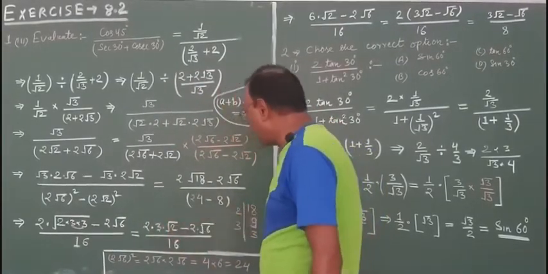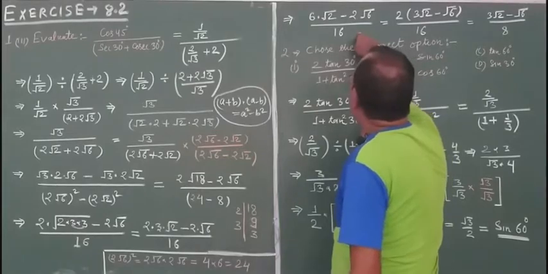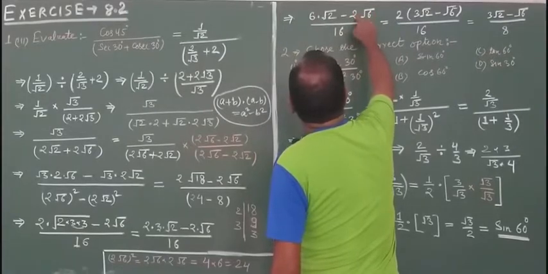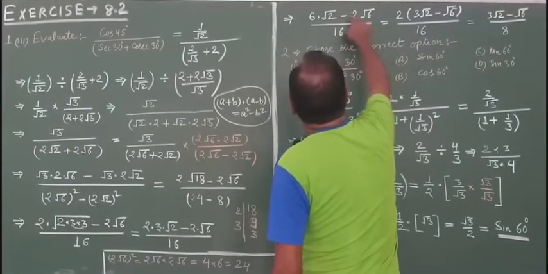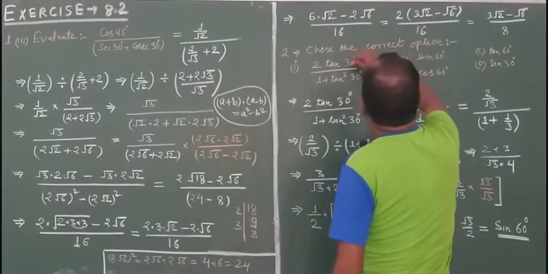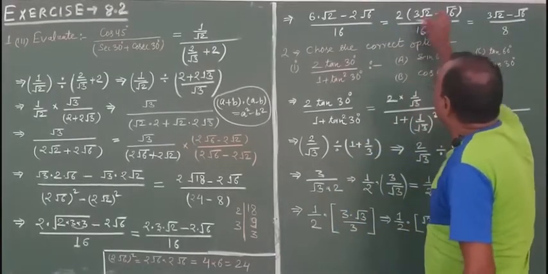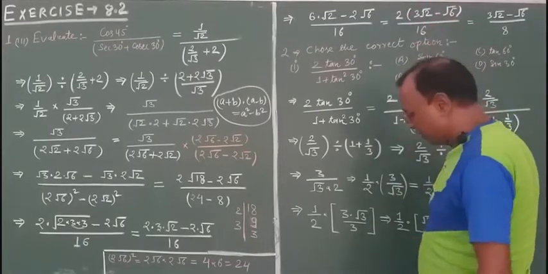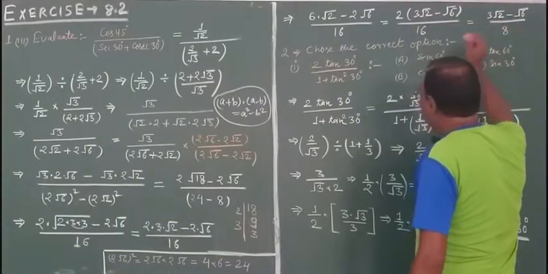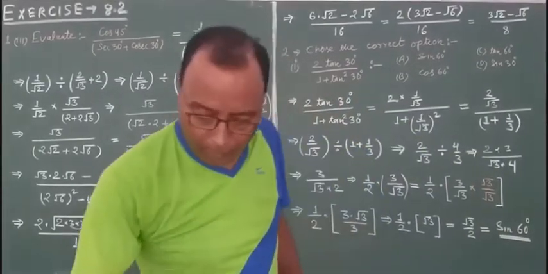Now 2 3 is 6 under root 2 minus 2 under root 6 upon 16. Now just look here. What is common in the numerator? In both the terms, the 2 is common, so we can take 2 outside. This will become 3 under root 2 minus under root 6 upon 16. Now 2 8 ja, 2 8 ja 16, so it will become 3 under root 2 minus under root 6 upon 8.